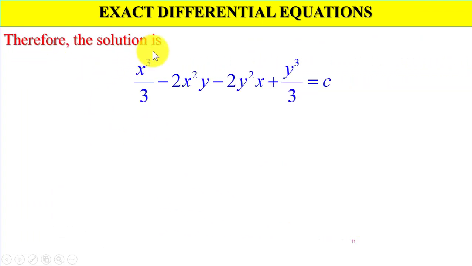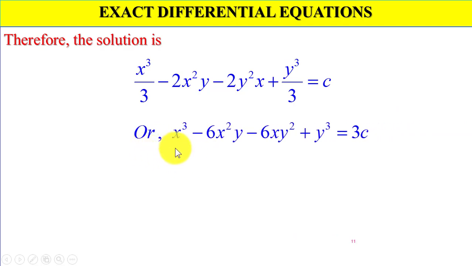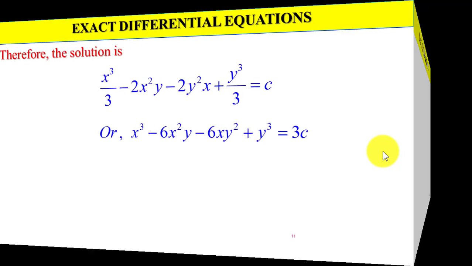Therefore, the solution is x³/3 minus 2x²y minus 2y²x plus y³/3 equal to c, where c is an arbitrary constant of integration. By simplification, we have x³ minus 6x²y minus 6xy² plus y³ is equal to 3c.